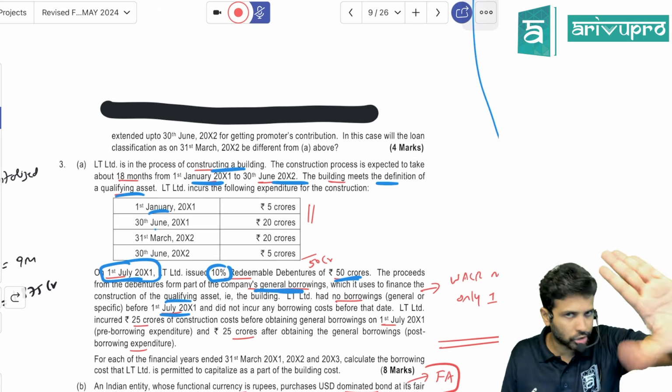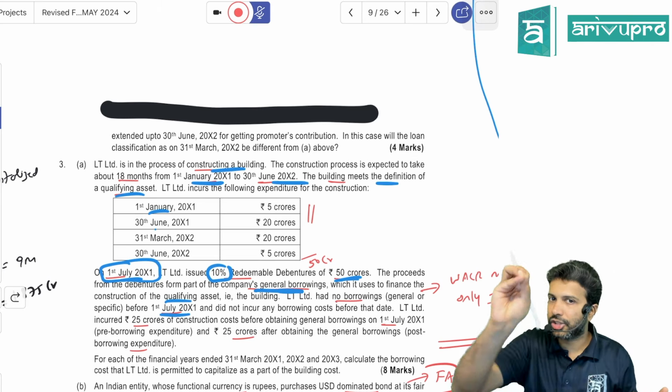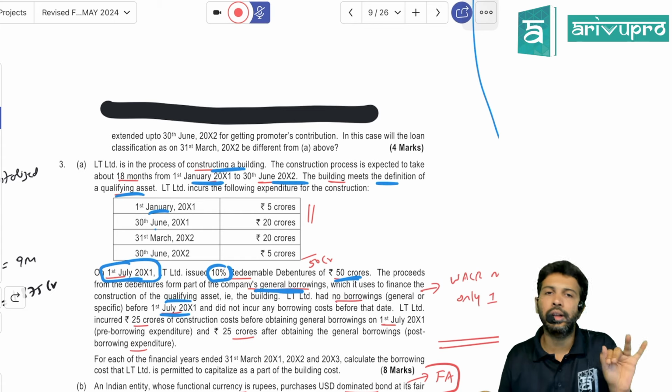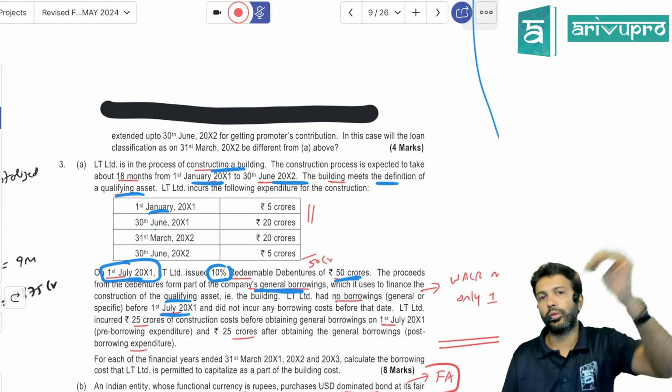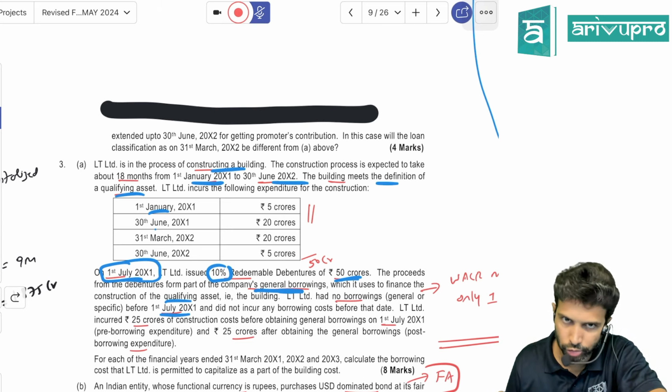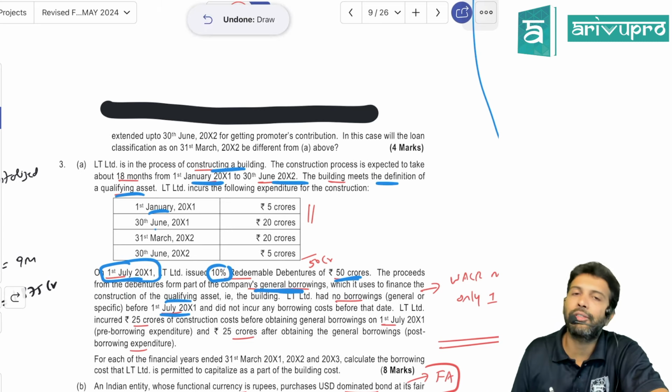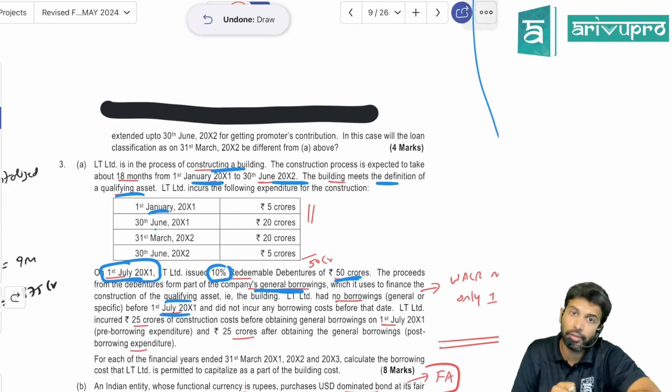One, borrowing cost should be incurred. Second, expenditure on qualifying assets should be incurred. Third, the activities relating to qualifying assets should have begun. The activities for this purpose include planning and administrative activities also. So here borrowing cost starts only from 1st July. So capitalization starts only from 1st July, nothing before that.